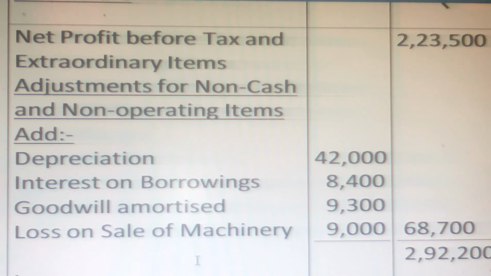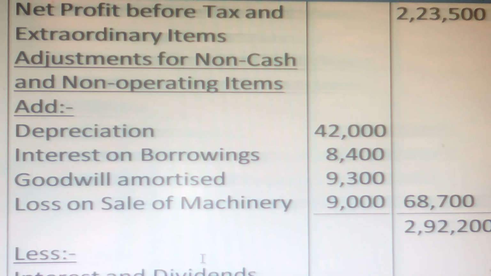Okay. Then goodwill amortized 9,300. Loss on sale of machinery, again you want to add. It's not related to the business. Once you add all non-cash items, 68,700, you get 2,92,200.